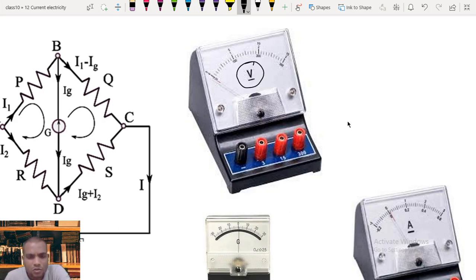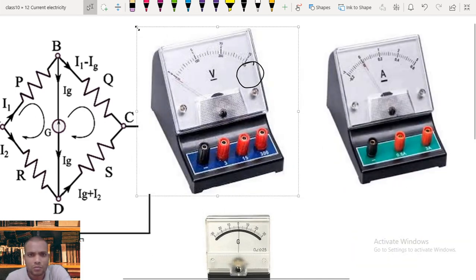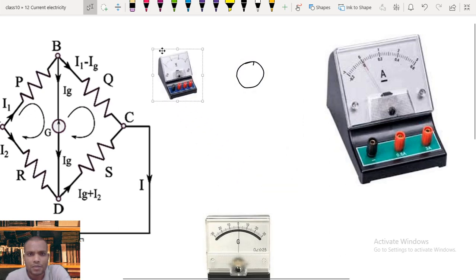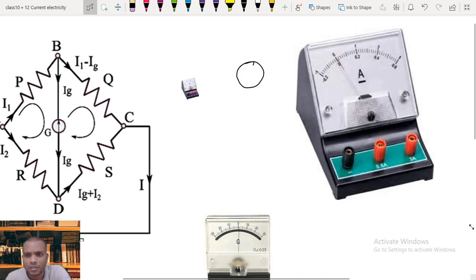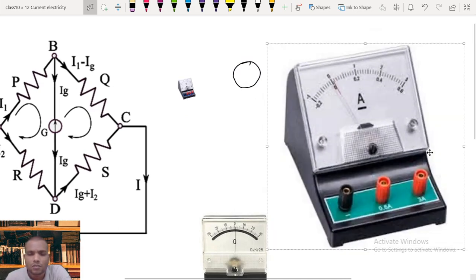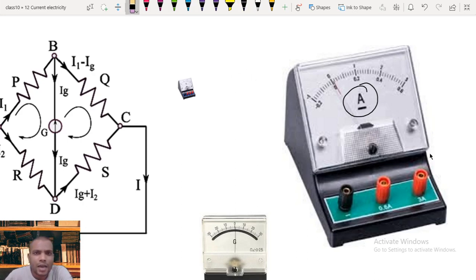It is used to measure the potential difference across any component. And from lower class knowledge, we know about the ammeter also. The ammeter measures the current value in the given component, in the given circuit. This is the DC ammeter, this is also a DC ammeter. It measures the amount of current.